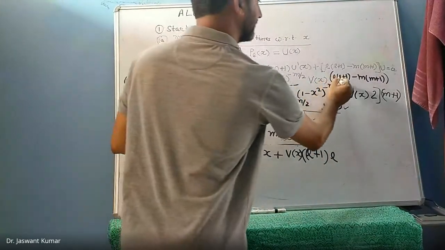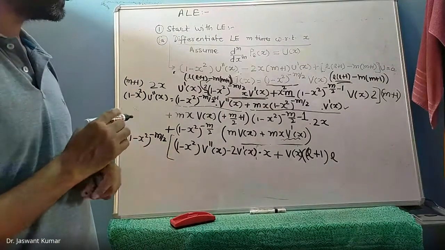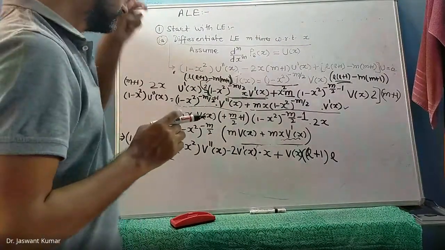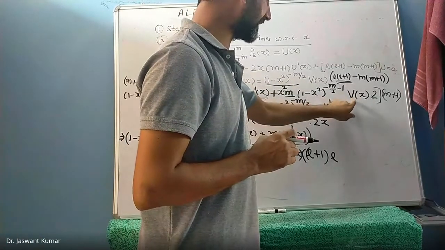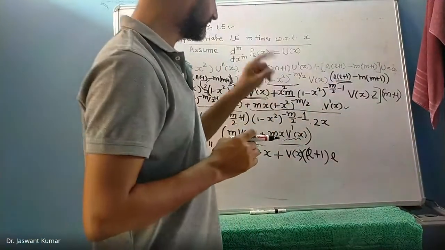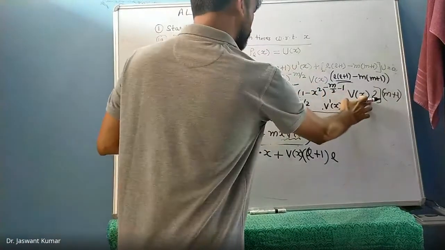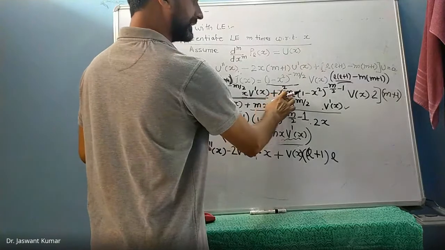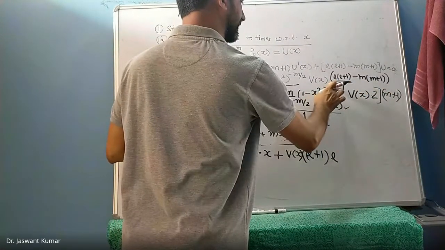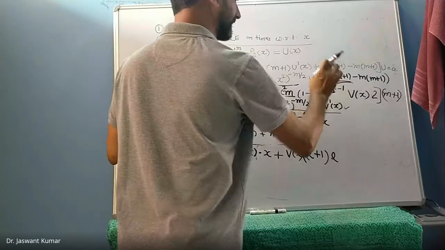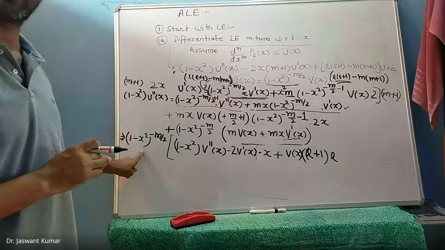Happy? We have taken care of this term. Okay? Good. Now check this term. Let us check this term. So this term is 2x square times m into m plus 1 into 1 minus x square to the power minus 1, because 1 minus x square to the power minus m by 2 has already been taken common.